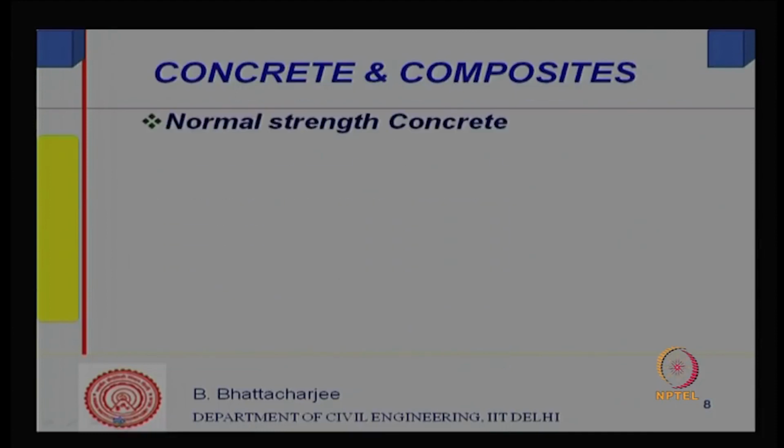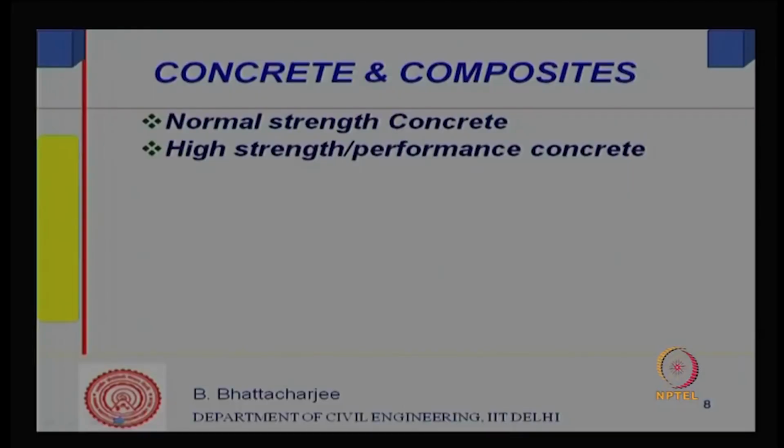So, concrete and concrete composite systems, some of which we will be discussing, is not only one type of material; today it is varieties of material. Modern concrete has varieties, and we can classify them something like this: normal strength concrete, high strength or high performance concrete, ultra high strength concrete, or some special composite having very high strength. We will discuss some of them at the last module.